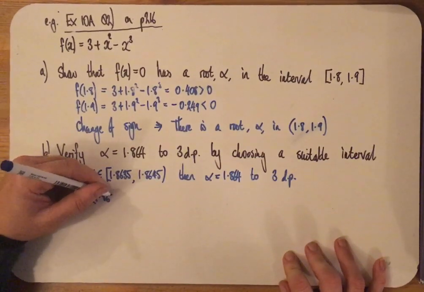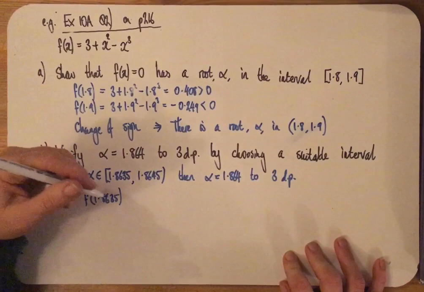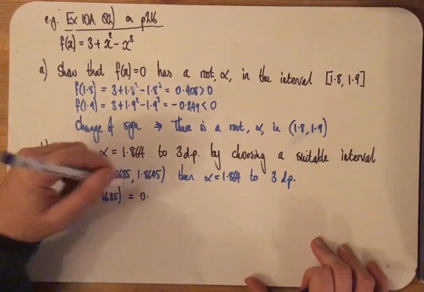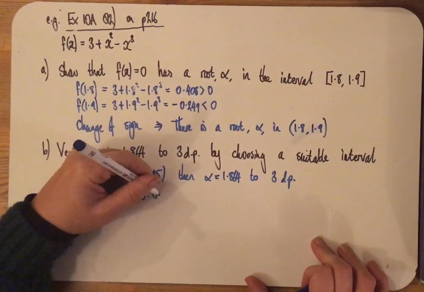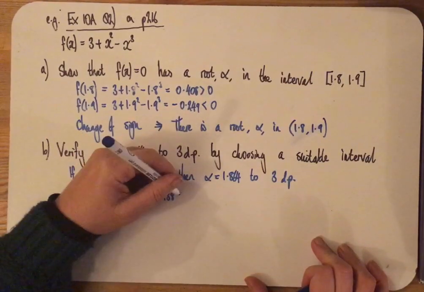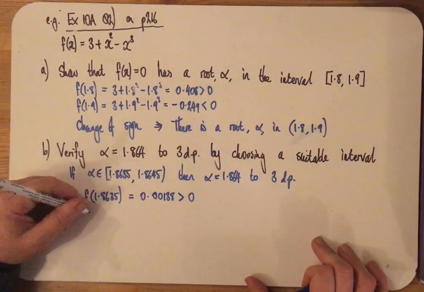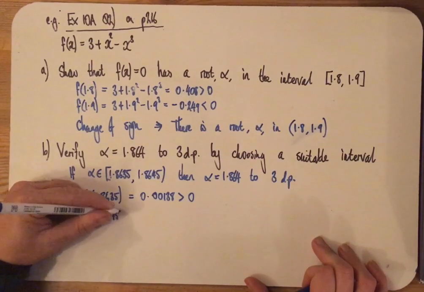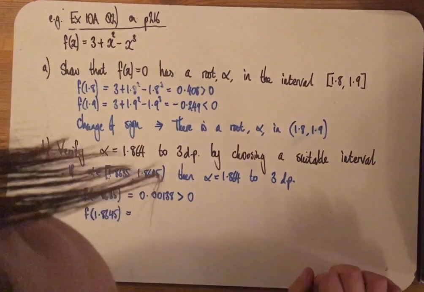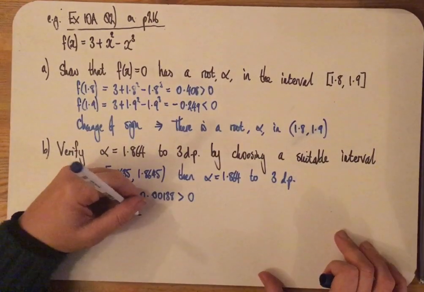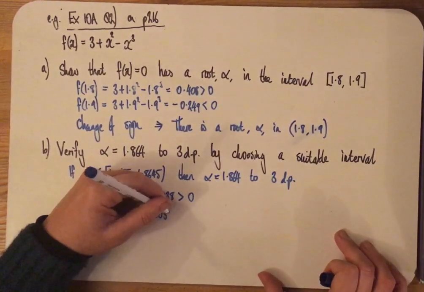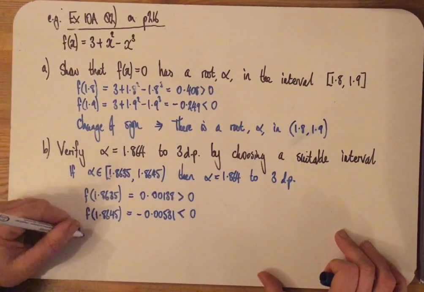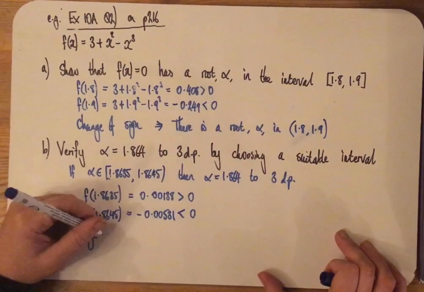So f of 1.8635, that comes out as 0.00138. You're going to expect these numbers to be quite small now, because you're getting quite close to the root. And that's bigger than 0. And then f of 1.8645 equals negative 0.00531. Obviously this is just calculator work. That's less than 0. So that change of sign, again, it's just writing in this bit here.